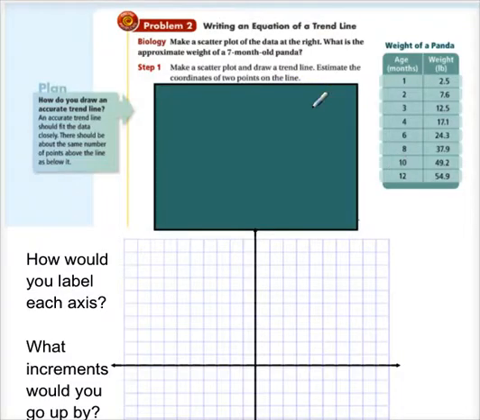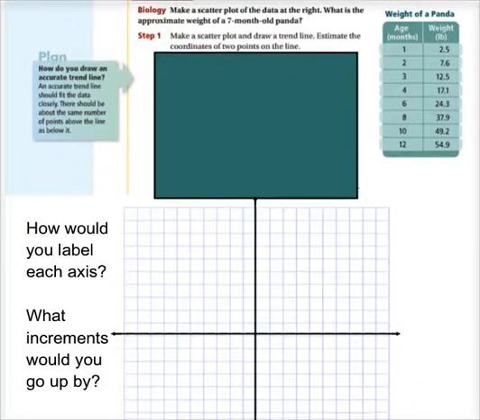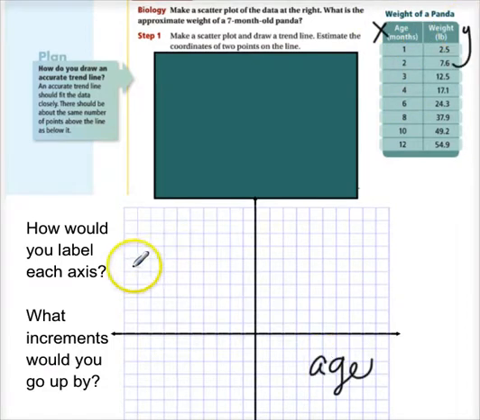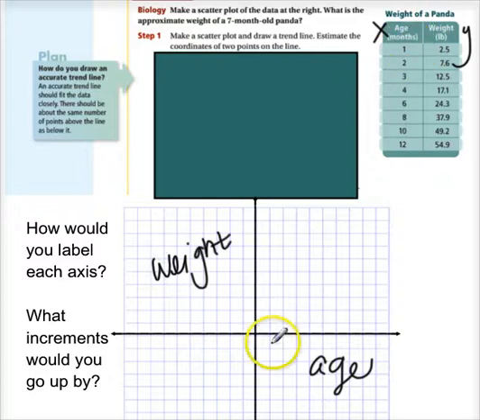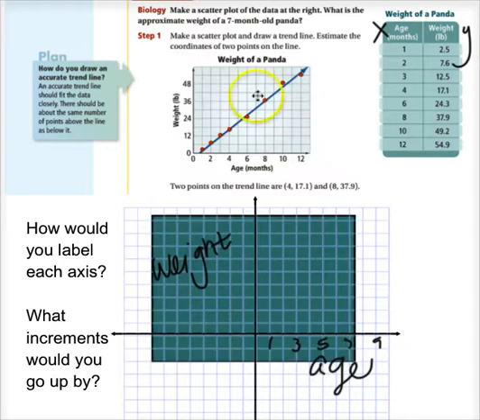So here we go. Writing an equation of a trend line. First, we need to make another scatter plot. So it looks like I have the weight of a panda. The age is my x value, and its weight is my y. My increments of x go up by ones: 1, 2, 3, 4, 5, 6. I'm not numbering every line. And for my pounds, I could probably go up by 5s or 10s. Just for time's sake, I'm going to show you the graph already made. So there it is, age and weight, and they plotted the points.